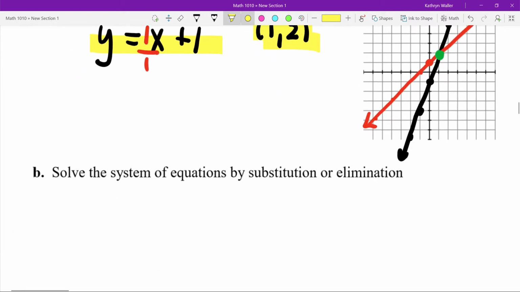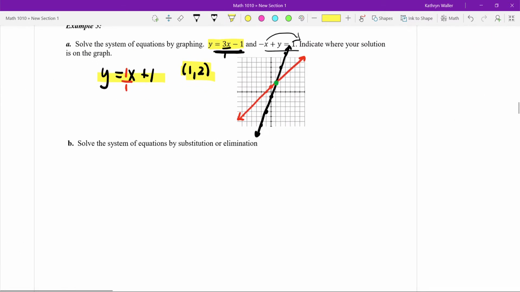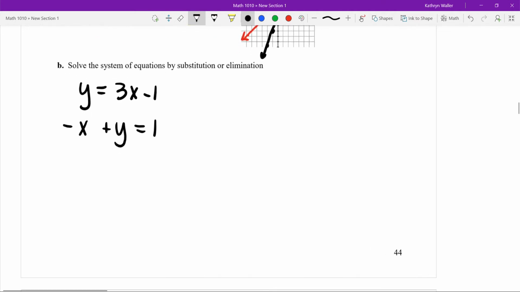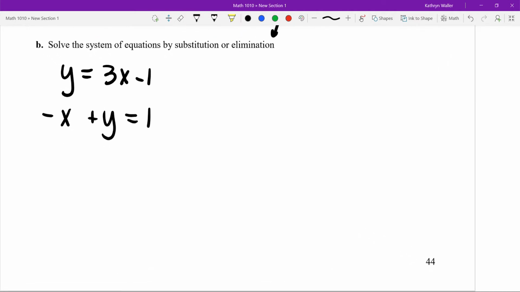Great. Now we're going to do the same system, but now we're going to do substitution or elimination. Everybody write down y equals 3x minus 1 and negative x plus y equals 1. There is not a right or wrong answer to the question I'm about to ask you. What would you use? Would you use substitution or would you use elimination? What would you use? It's ready for substitution. And substitution looks like it's going to be super easy. So I would use substitution. There's no right or wrong answer.